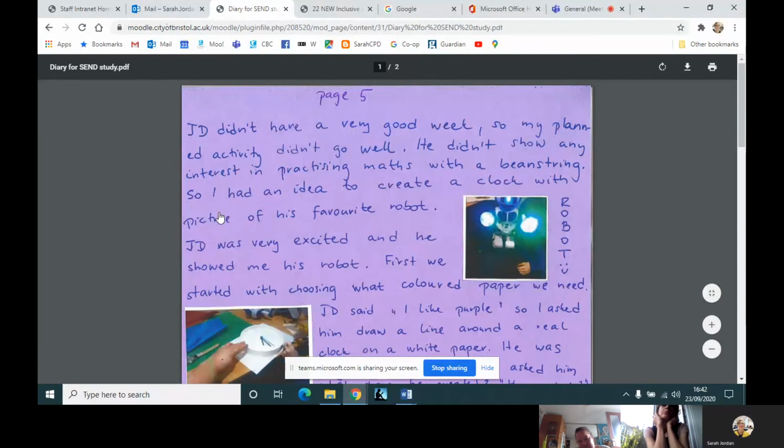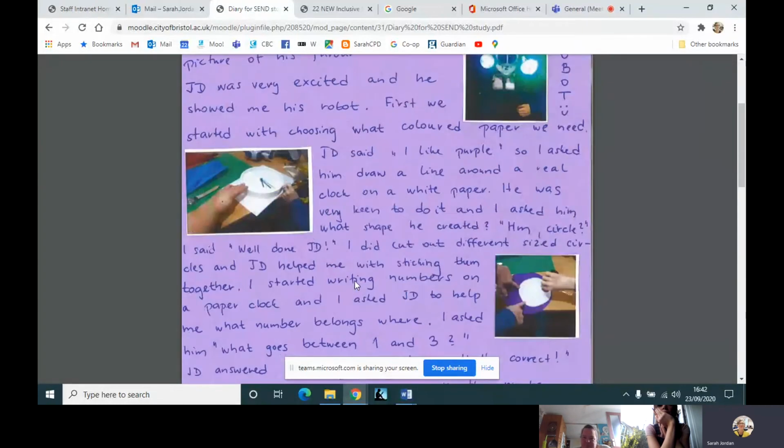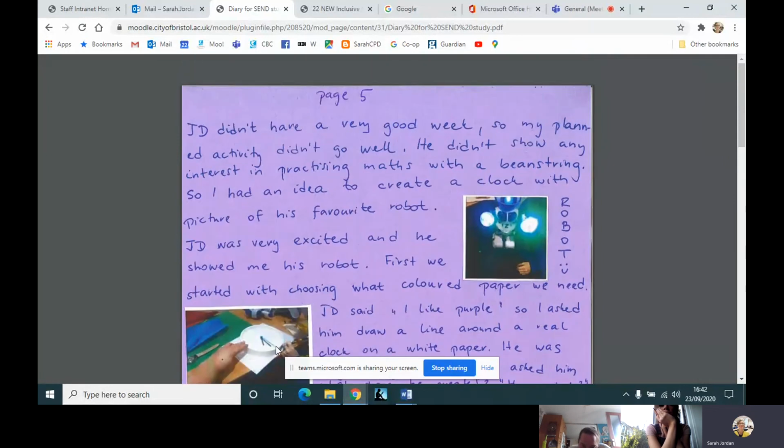Diary entry. Can you see what I'm looking at? Yes. Oh, good. And I like this. Look, it's not very long, and it's quite scribbly. And she did it on coloured sugar paper and stuck little photos in. But I really liked it because it started: JD didn't have a very good week. That's the child she was working with one-to-one.